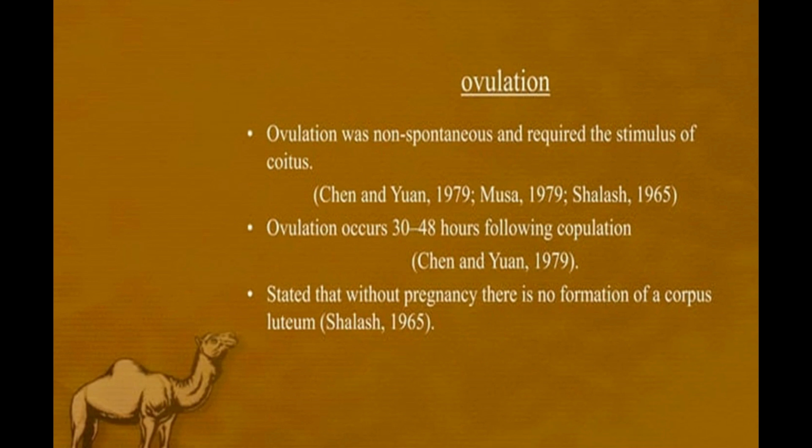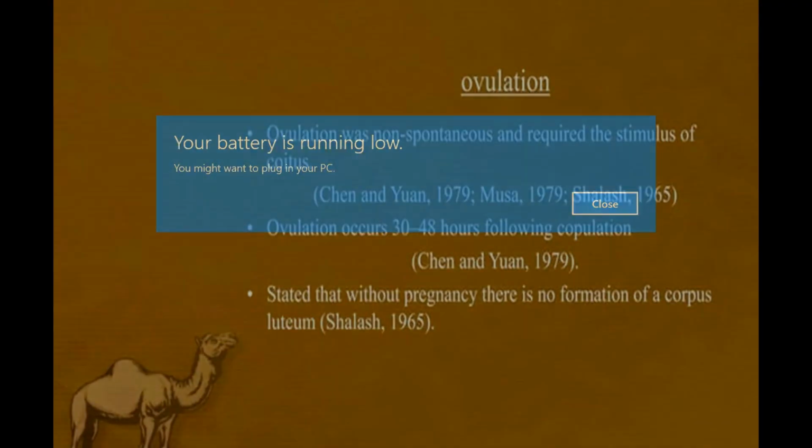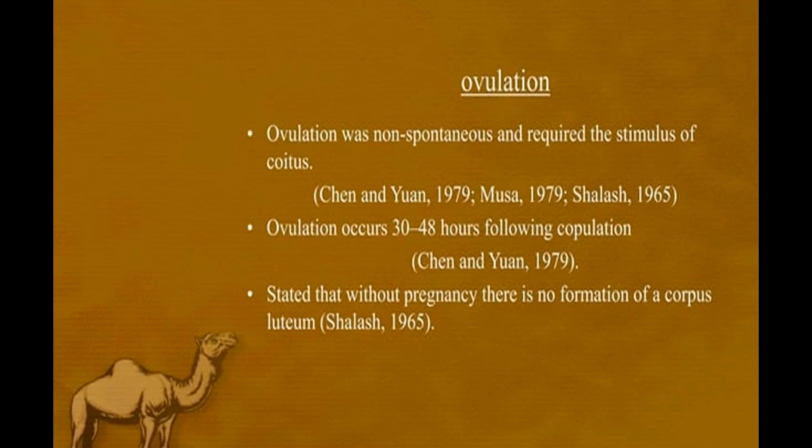This is also from a research paper, Chen and Yuen, 1979. It stated that without pregnancy there is no formation of the corpus luteum. This is also research data from Shelesh, 1965. If the animal is pregnant, a corpus luteum will form. If there is no pregnancy, the animal will not form a corpus luteum, and the structure changes into a corpus albicans, and again the animal comes into heat.